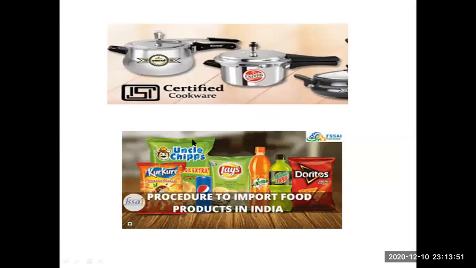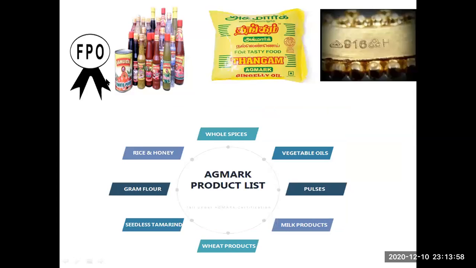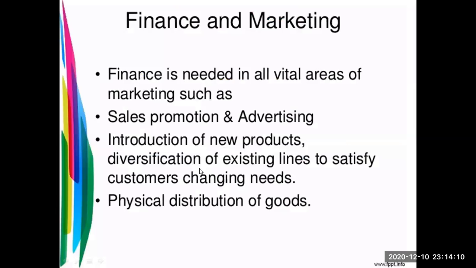So these are some examples: ISI mark, then FSSAI for food products, then FPO, then AGMARK, BIS, then AGMARK products for whole spices, vegetable oils, pulses, milk products, wheat products, likewise it goes.